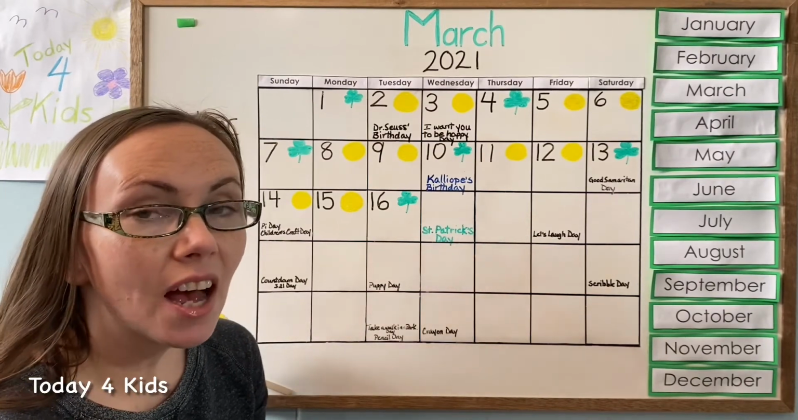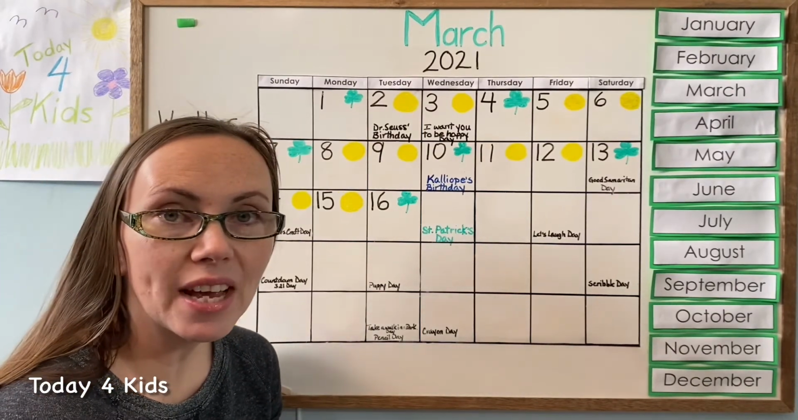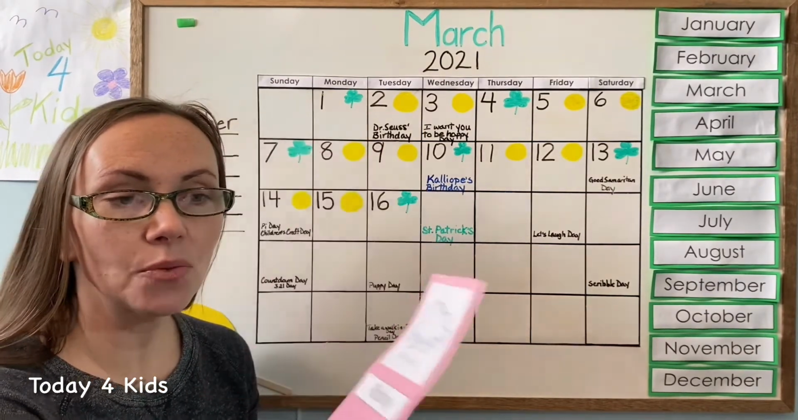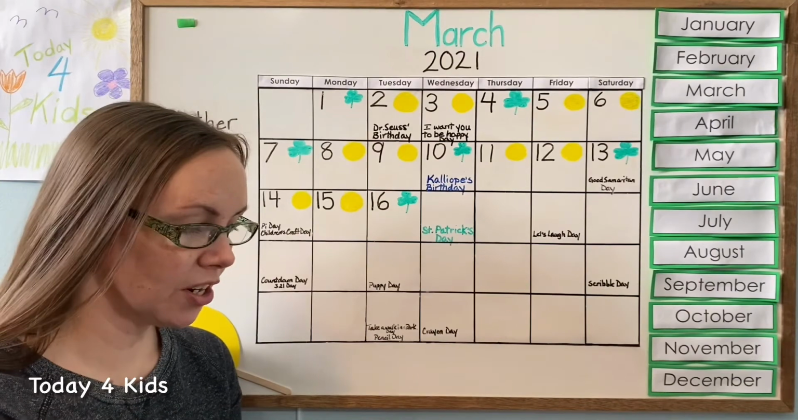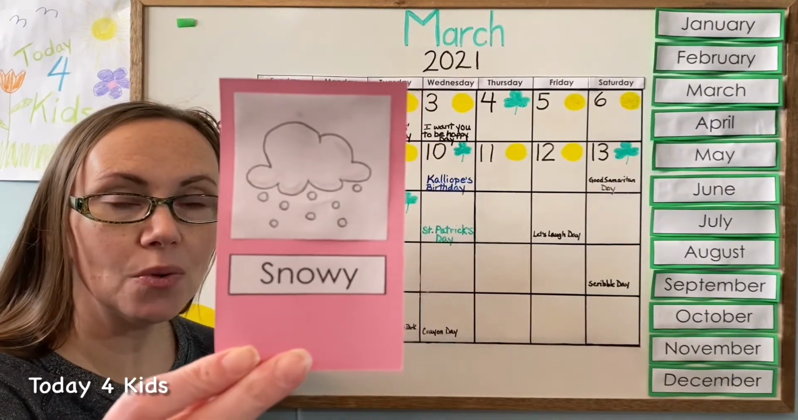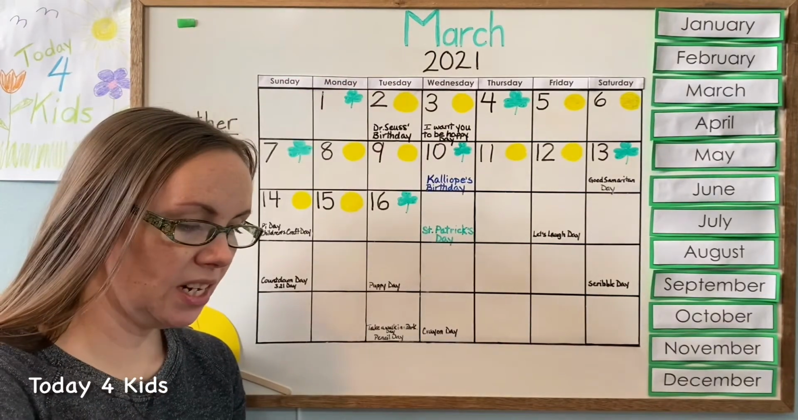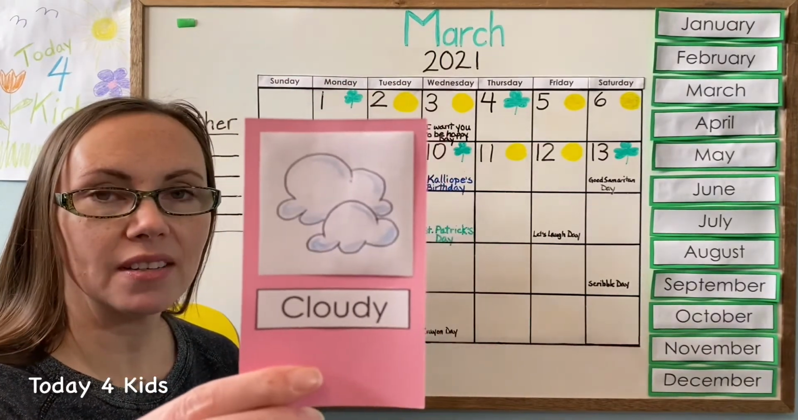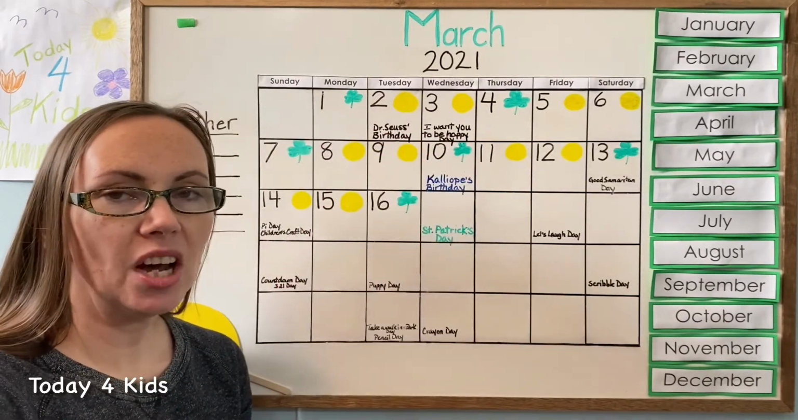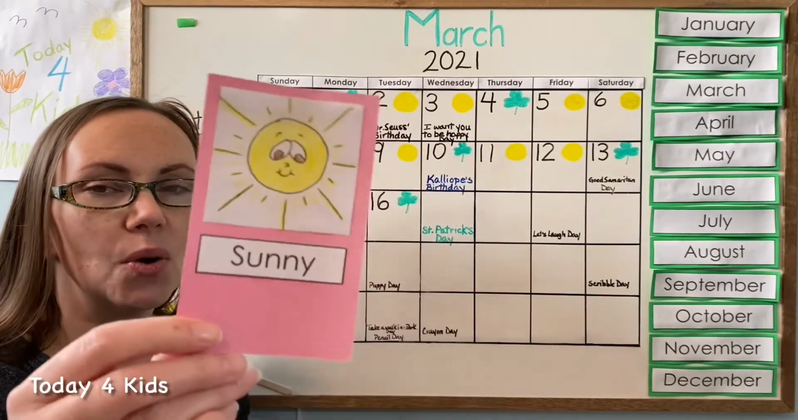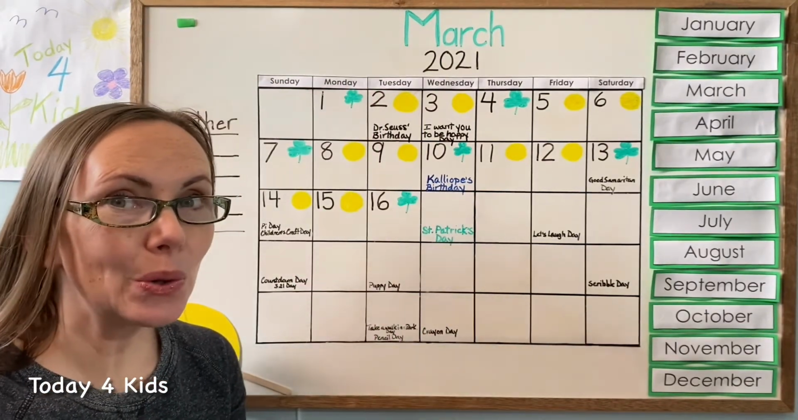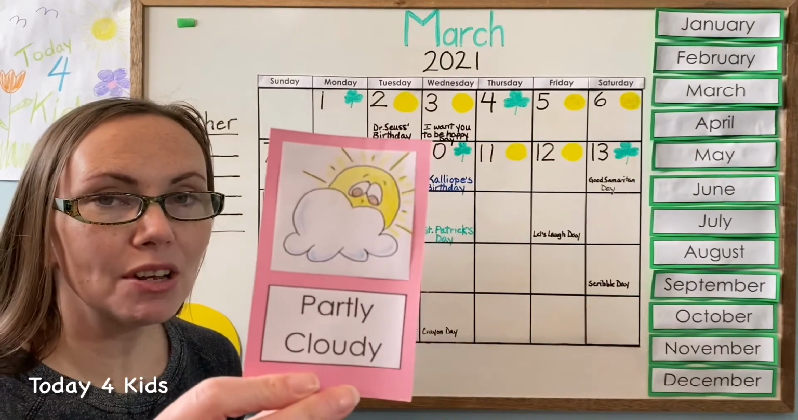Did you peek outside before we started today? What is the weather like for you where you live? Is it raining? It's not raining here. We have lots of water and lots of puddles though from the snow melting. Is it snowing where you are? No snow here. What about cloudy? Is it cloudy where you are today? It's a little bit cloudy here, but not totally cloudy. What about sunny? It's a little bit sunny here, but not totally sunny. So we have a partly cloudy, partly sunny day.